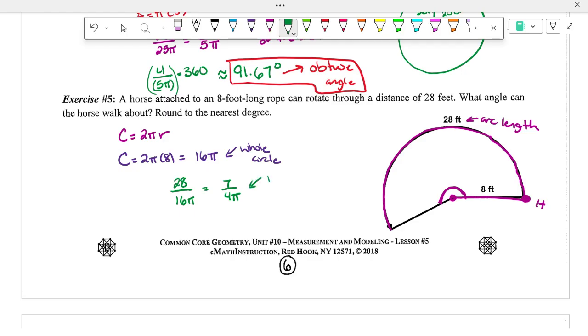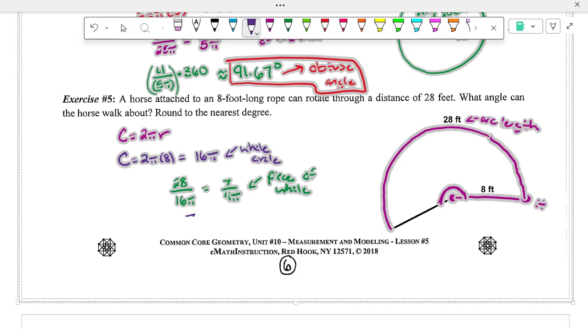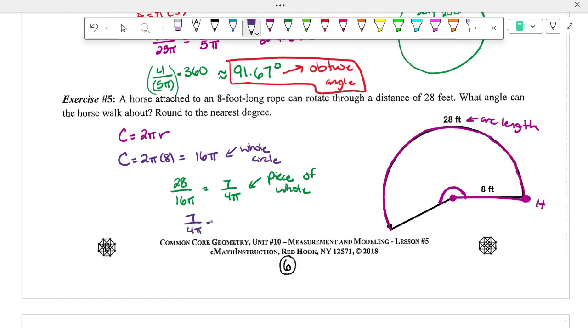So this is a piece of the whole. That's how big of a piece it is, 7/4 pi. Now I need to find the piece of the whole in terms of degrees, or the angle. What's my last step? Multiply it by 360. So I do 7/4 pi times 360. It's 200.54, so that'll be 201 degrees, approximately.